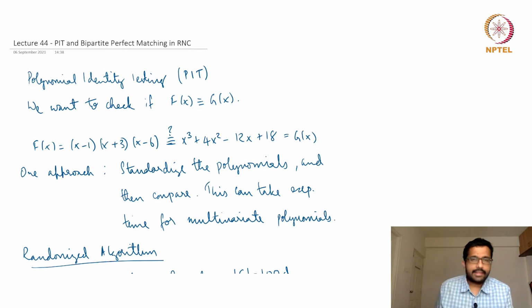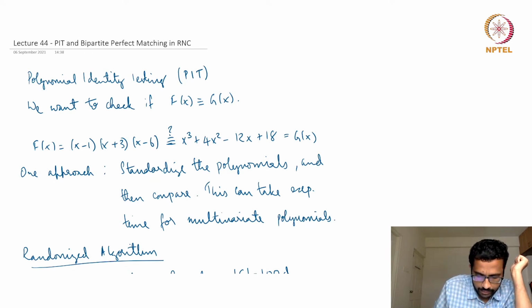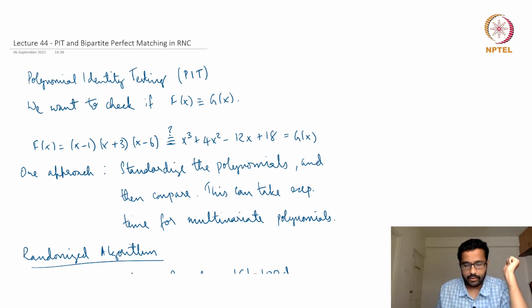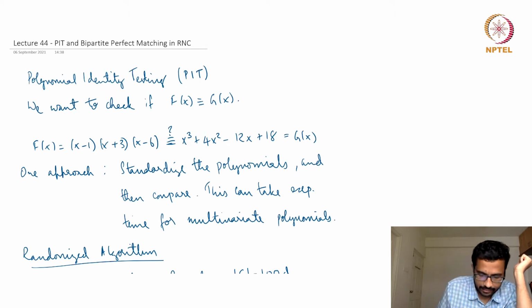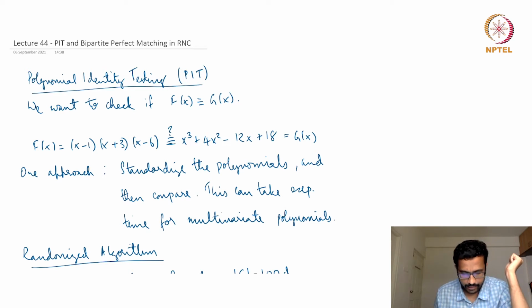So today in this lecture we will see a connection between randomized algorithms and circuit complexity, right? We will see this language which we had briefly seen when we talked about a randomized algorithm, called polynomial identity testing, and PIT for short.